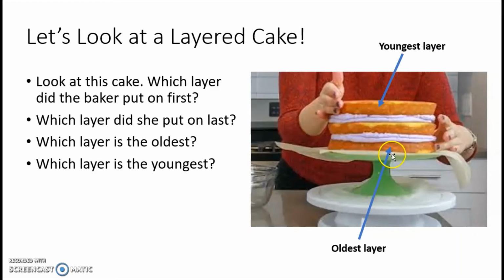Bam! Look. The oldest layer is at the bottom. The youngest layer is up top. Okay? The oldest layer is at the bottom. The youngest layer is at the top. That's it for the lesson.